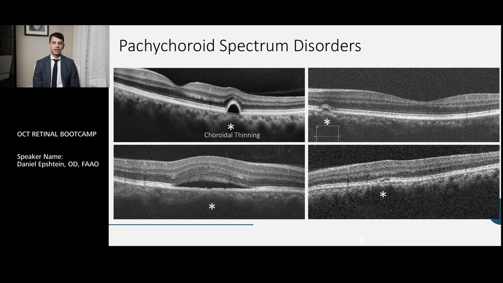And then the important thing to look at in these pachychoroid spectrum disorders, which includes PEDs, central serous, and this pigment epitheliopathy, is that you have this choroidal thinning overlying these dilated vessels in the choroid. So very often under the pigmentary changes or under a PED or under serous detachment, you'll have a little bit of choroidal thinning of the choriocapillaris specifically.